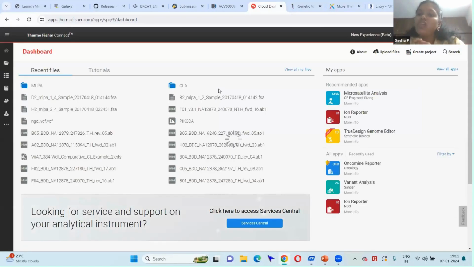So this Oncomine Reporter software is based on the Oncomine database. There is a huge database. The database has huge data through which they have developed this Oncomine Reporter software. This is the reporter software.